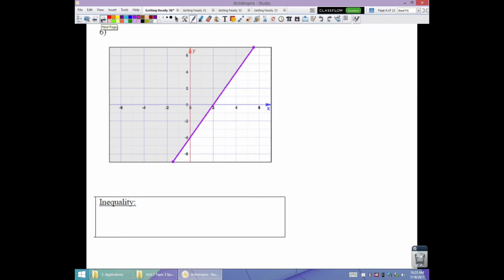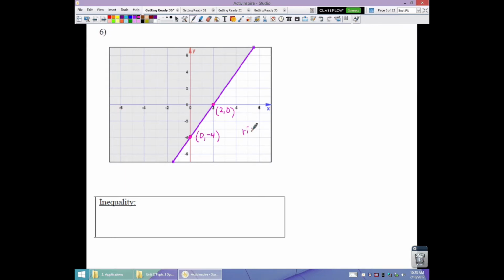Okay, same procedure. So number 6, I need to choose 2 points. Again, just like last time, I can actually see both intercepts, x and y intercepts, so I'm going to use those. This is 0, negative 4. This one is 2, 0. You don't have to use intercepts, but I like them when I can see them.